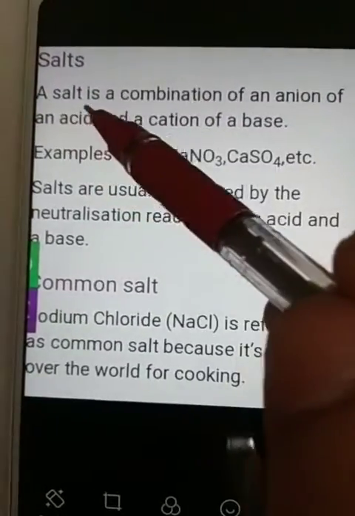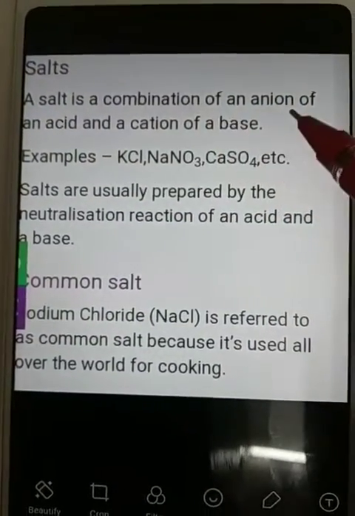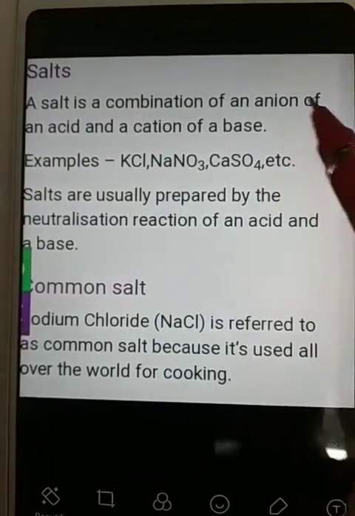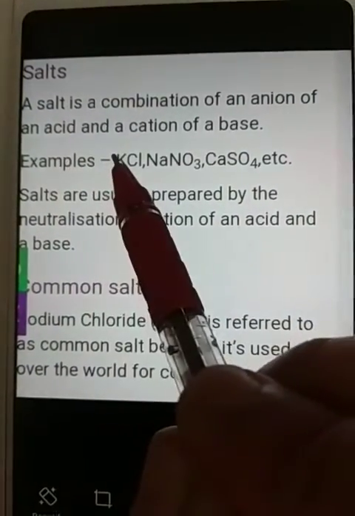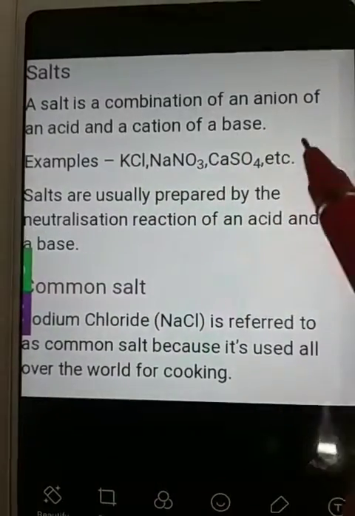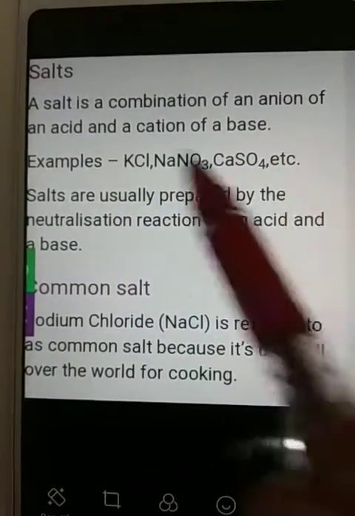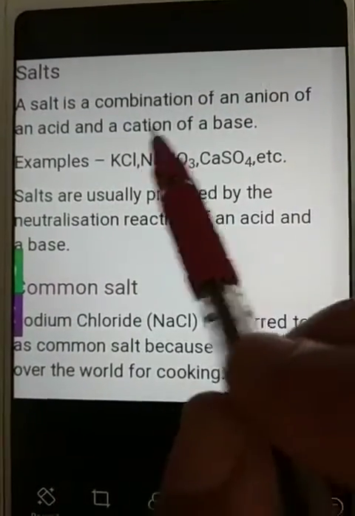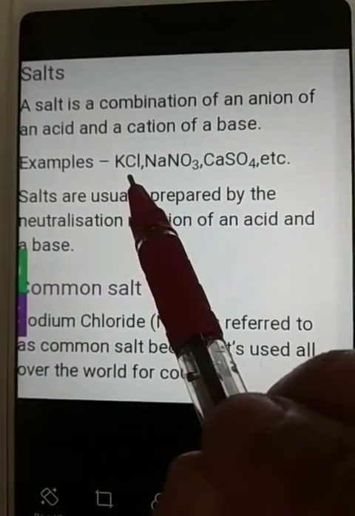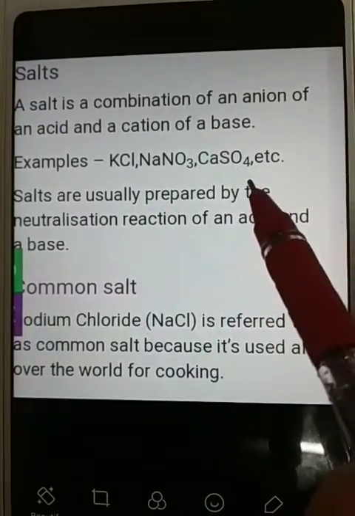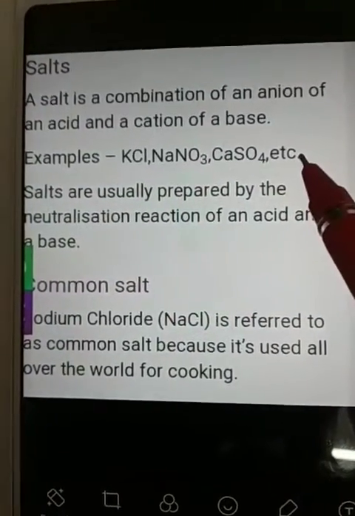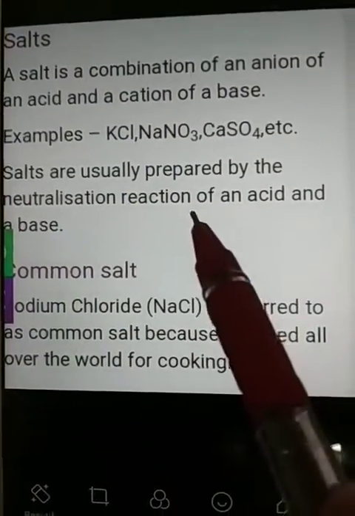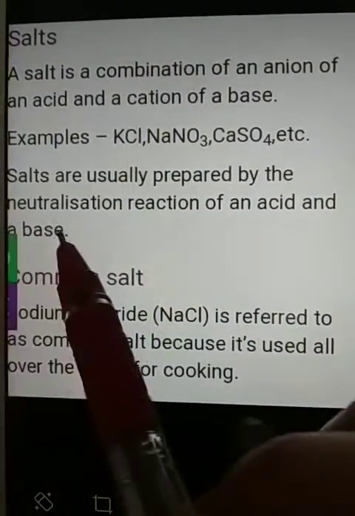Salts. A salt is a combination of an anion of an acid and a cation of a base. Anion has a negative charge and cation has a positive charge. Examples: potassium chloride, sodium nitrate, calcium sulfate. These are examples of salt. Salts are usually prepared by the neutralization reaction of an acid and a base.